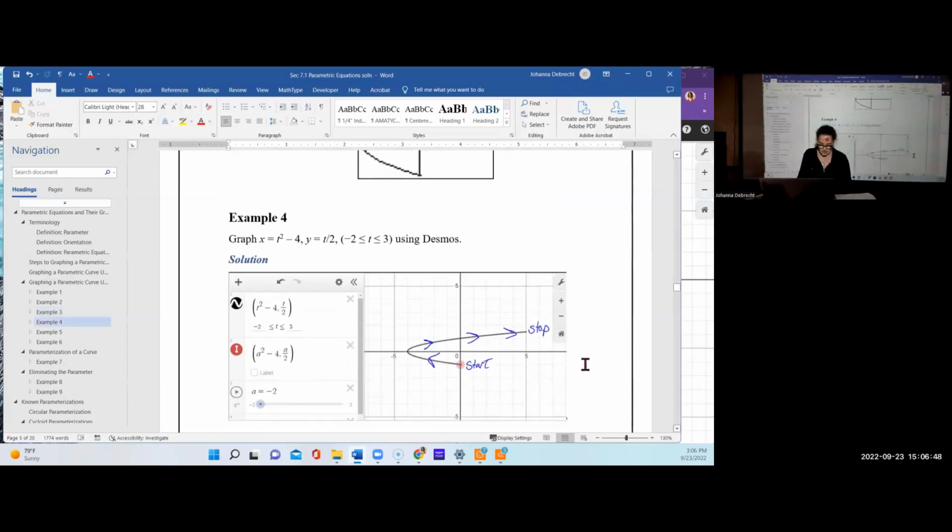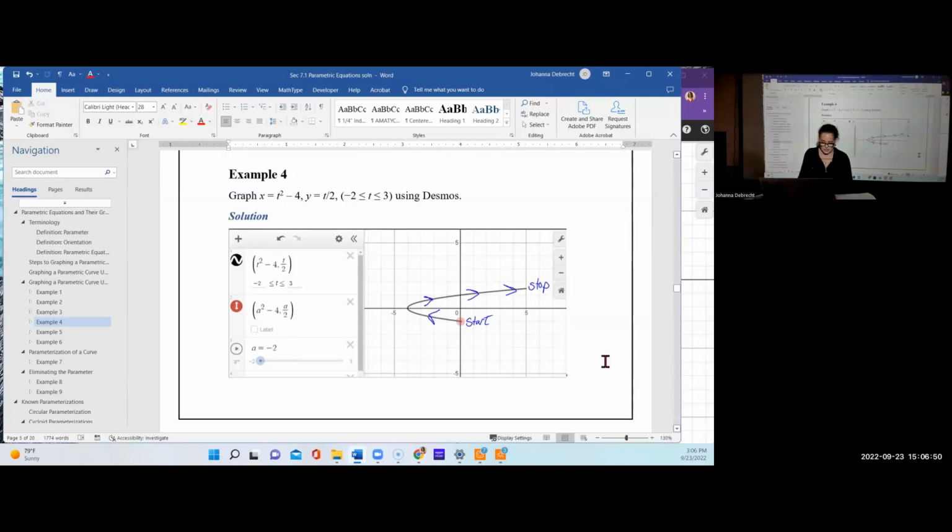Now let's go ahead and look at the same one using Desmos. So when we're doing Desmos, again, what we want to do is we want to enter the two parametric equations in ordered pair form. So we have t squared minus 4, t divided by 2. We set the parameter to go from -2 to 3. We click on the gear symbol. We get a copy of the page.